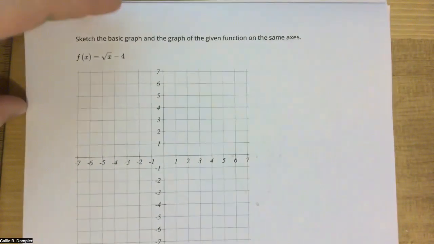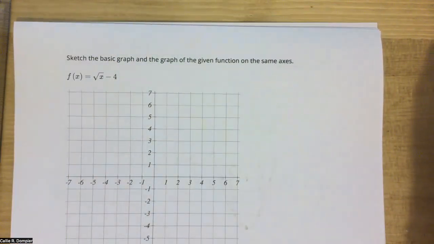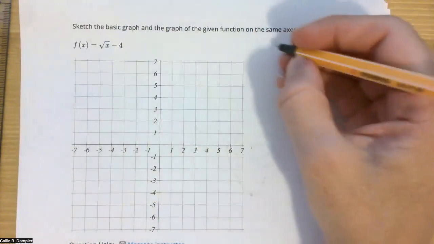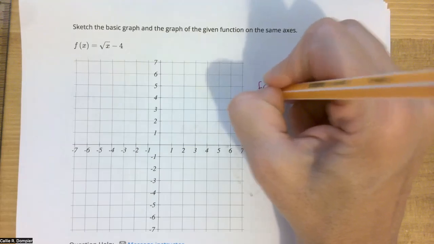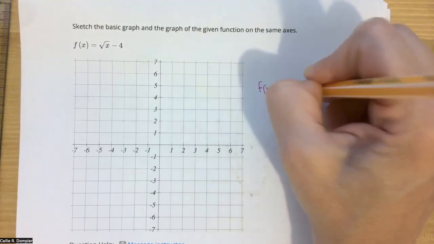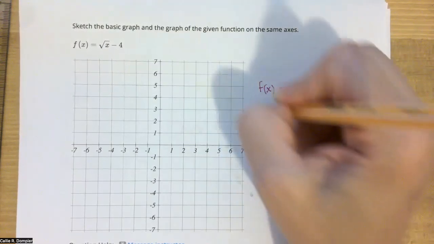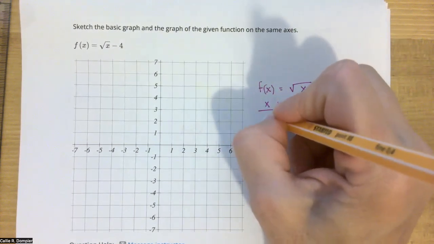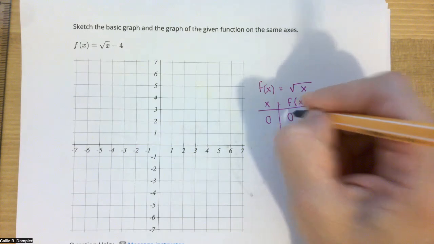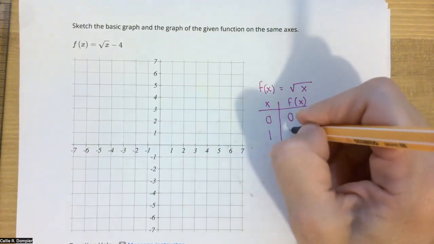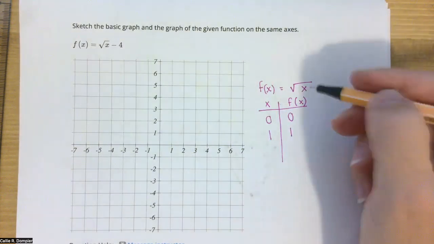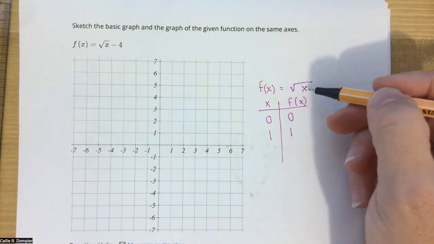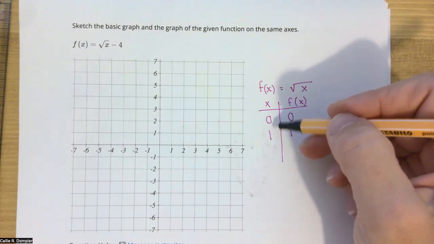Sketch the basic graph and the graph of the given function on the same axis. Very similar, we have the square root of x, and then we have the square root of x minus 4. So f of x is equal to the square root of x. Let's make an x, y table. Here's x, here's y, or f of x. When x is 0, the square root of 0 is 0. When x is 1, the square root of 1 is 1. We're not going to use negatives for this because the square root of a negative number is an imaginary number, so we're only going to use positives.